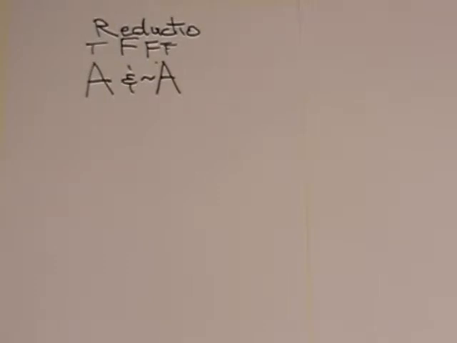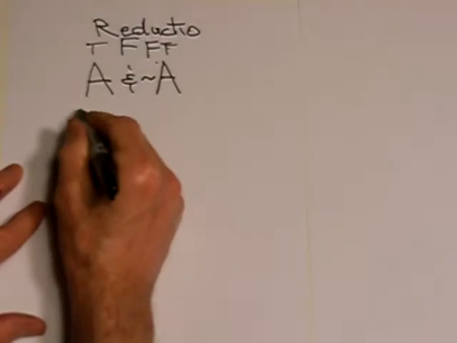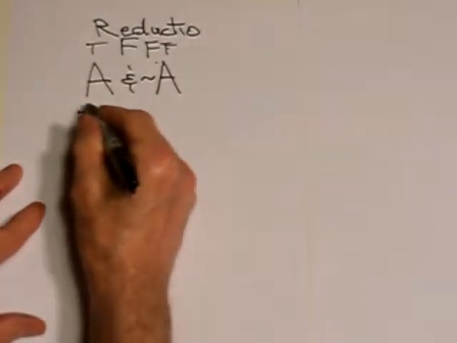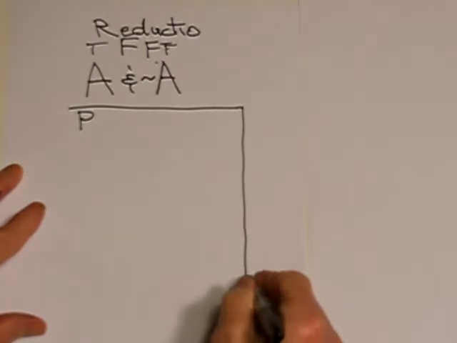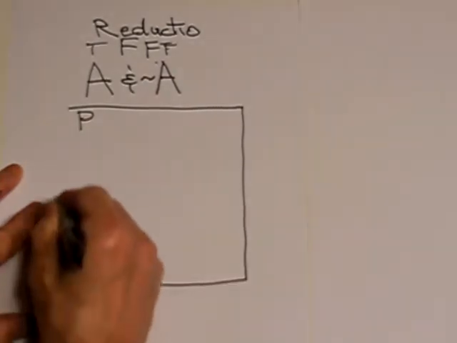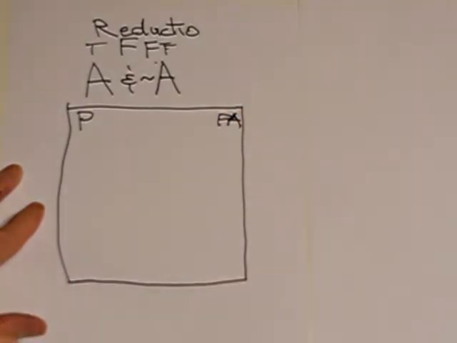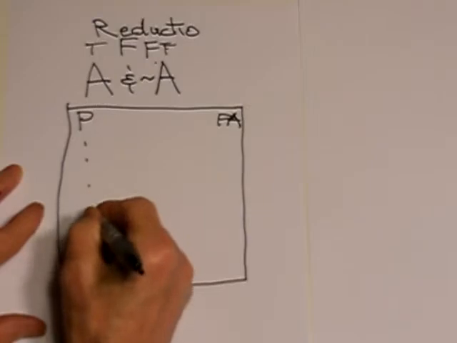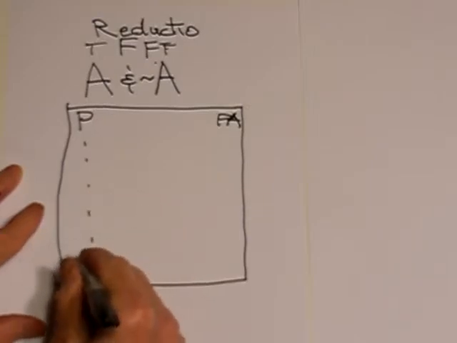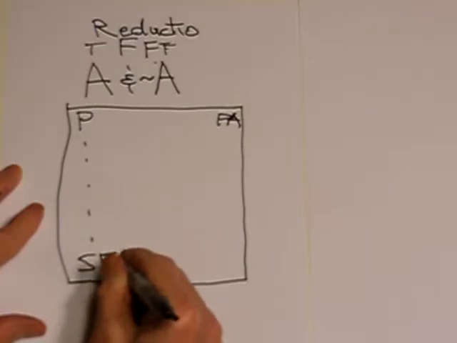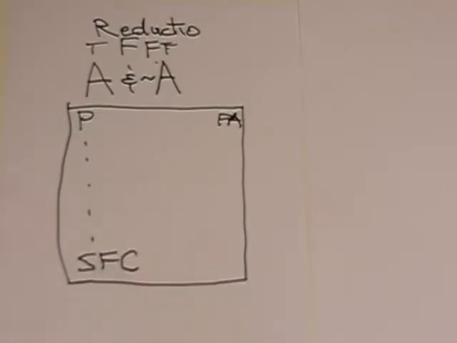So the idea of the reductio method is to assume that some statement is true, some statement P, suppose, in order to show that if P is true, we can derive from that the truth of what I'll call a standard form contradiction, some conjunction of a statement and its denial. Standard form means the affirmation comes before the negation.